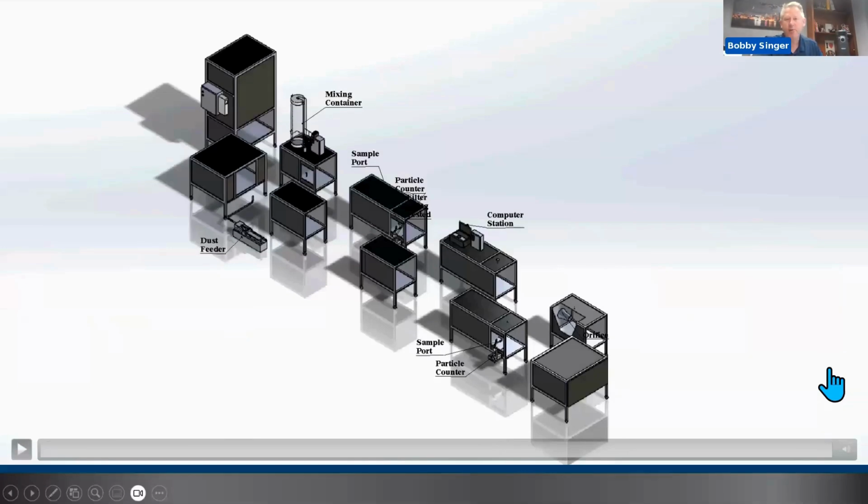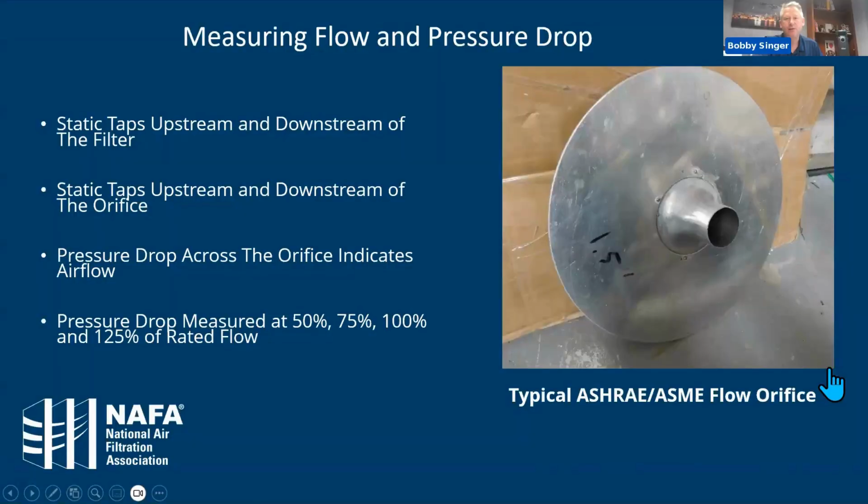So that is a typical ASHRAE 52.2 test rig. I mentioned the flow orifice. This is a good illustration of what that looks like. Typical ASHRAE ASME flow orifice. This is a pretty small one. This would probably be used in one of our flat sheet testing rigs where we would test at a low flow. Typically in an ASHRAE duct, we'll use more like a 9 or a 10-inch orifice plate.